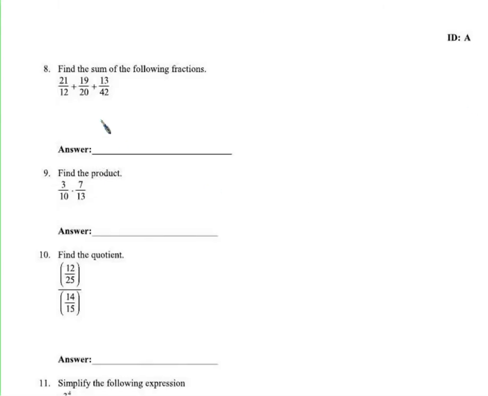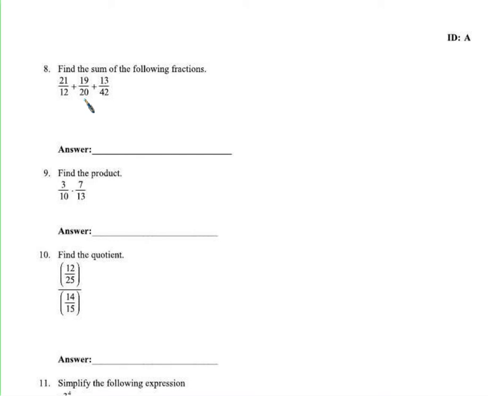Okay, so we're going to find the sum of these following fractions. We need to find the lowest common denominator for all three of these because we can't add together 12ths and 20ths. They're not the same thing. It's like adding puppies and kittens, and you get some kind of abomination when you add them together. It's just not possible. You can't add them together.